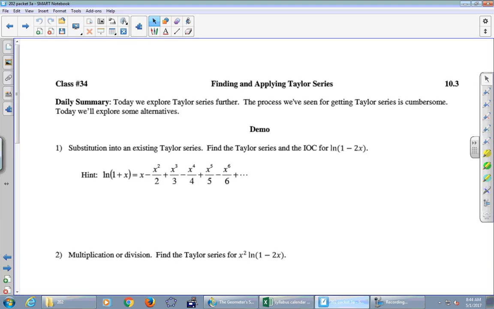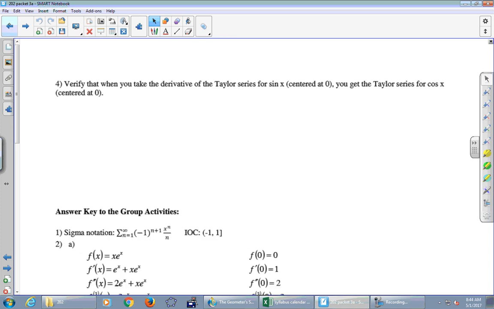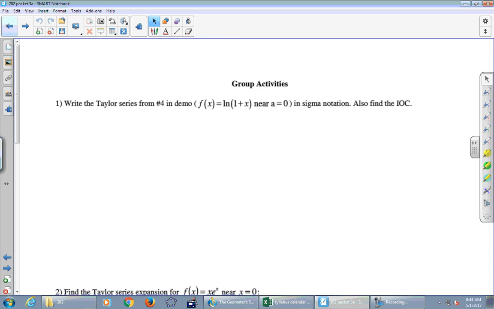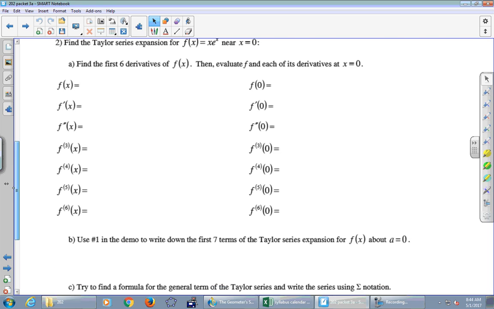Okay, so I think we're here on page 60. Today we explore Taylor series further. The process we've seen for getting Taylor series is cumbersome. Today we'll explore some alternatives. So remember the process for Taylor series. Stay right there on page 60, but our process involved doing this kind of thing.